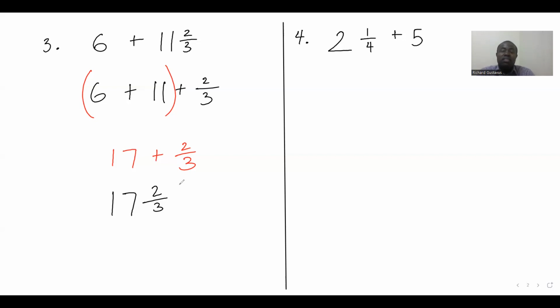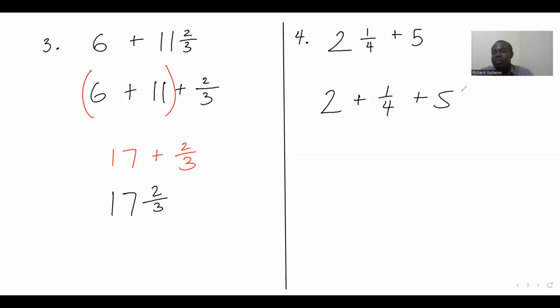Pretty easy, right? So it's very good to know that mixed numbers can be expressed as a sum of the whole number and the common fraction. All right, very essential to know, especially if you're doing a speed exam. Let's try that again with example 4. So here we have 2 1/4. 2 1/4 can be expressed as 2 plus 1/4, plus 5.